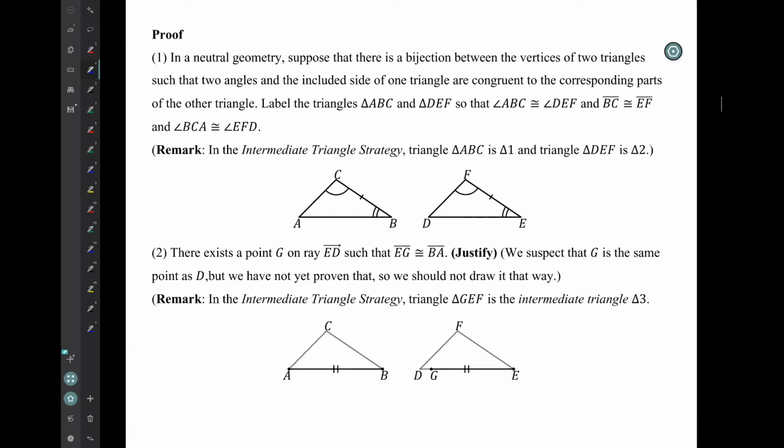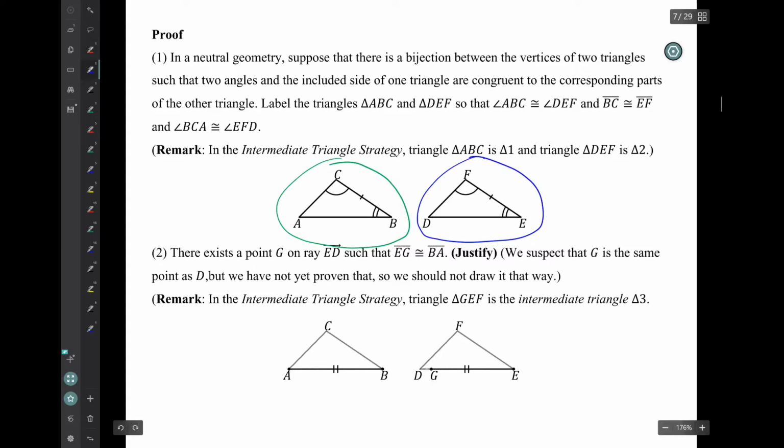Now, a remark is in order here. In terms of the intermediate triangle strategy, our triangle ABC is triangle 1, our triangle DEF is triangle 2, and this set of 3 points, E, F and G, is going to give rise to a triangle GEF, and that's going to be our intermediate triangle, triangle 3.